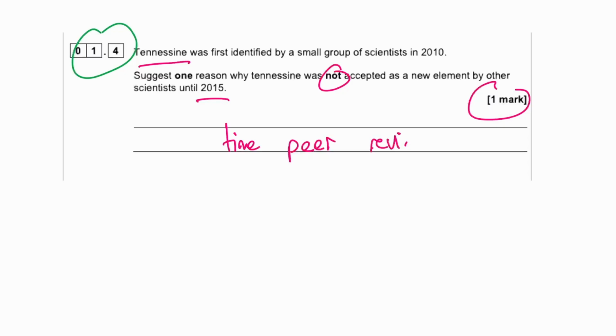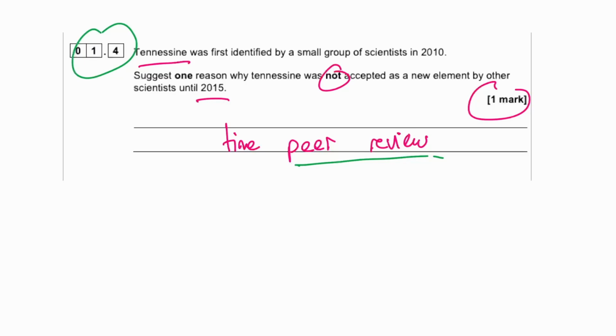Okay, so this is the key concept that they're testing you on: when you make new scientific discoveries by doing scientific experiments, what actually happens? What is the process for that to become accepted as a scientific fact? Okay, so there is this process of peer review, and this is in your specification.